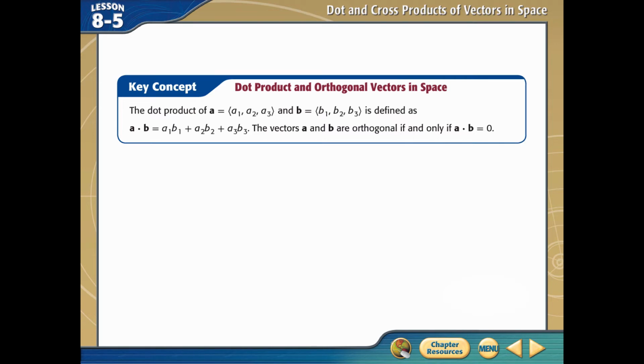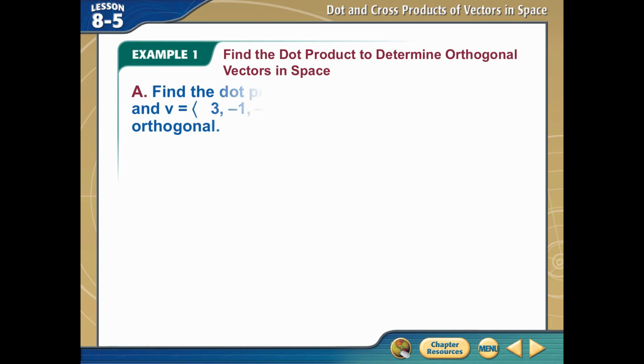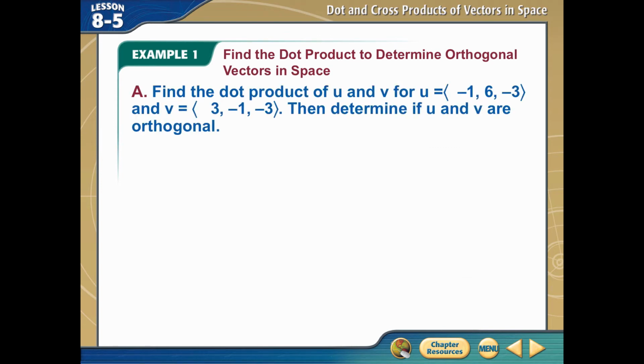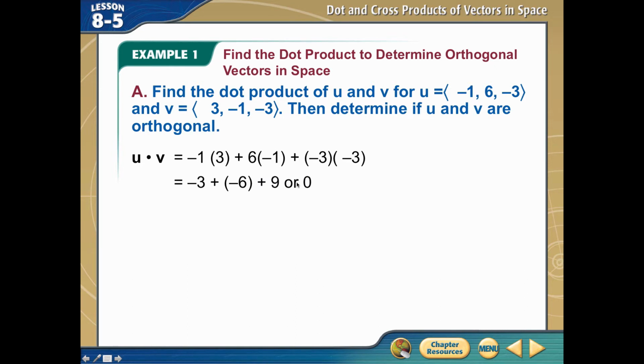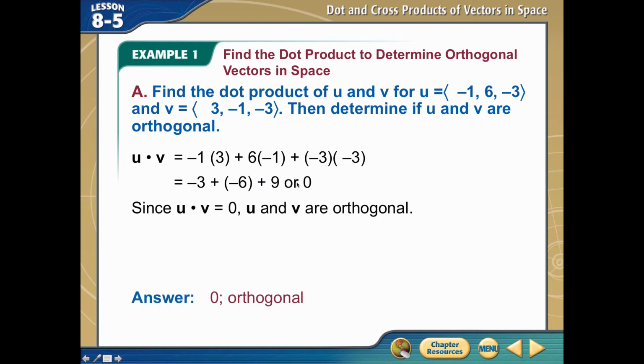A dot product is exactly like 2 dimensions, only it's 3. It's x times x, y times y, z times z, add them all together. If the dot product is 0, the 2 vectors in 3-dimensional space are orthogonal, or they meet at 90 degrees. I'm going to go through the dot product pretty quickly because you just do the same thing, only with z as well. So the dot product is -1 times 3, 6 times -1, -3 times -3. Added together, it's 0. That means those 2 vectors are orthogonal.